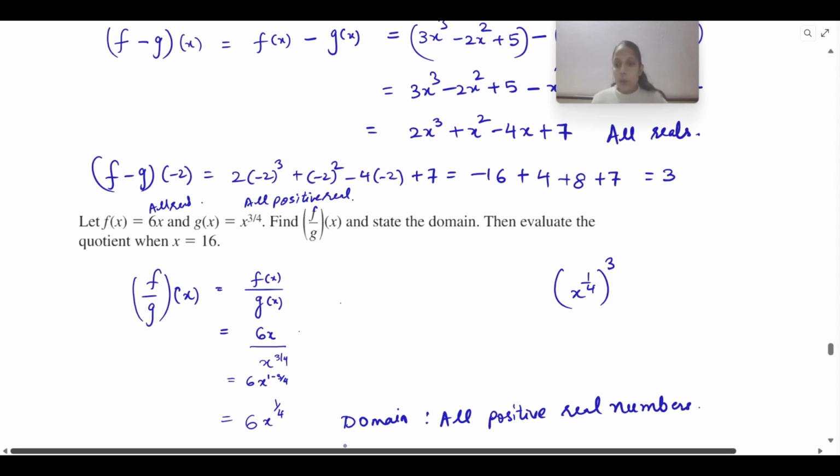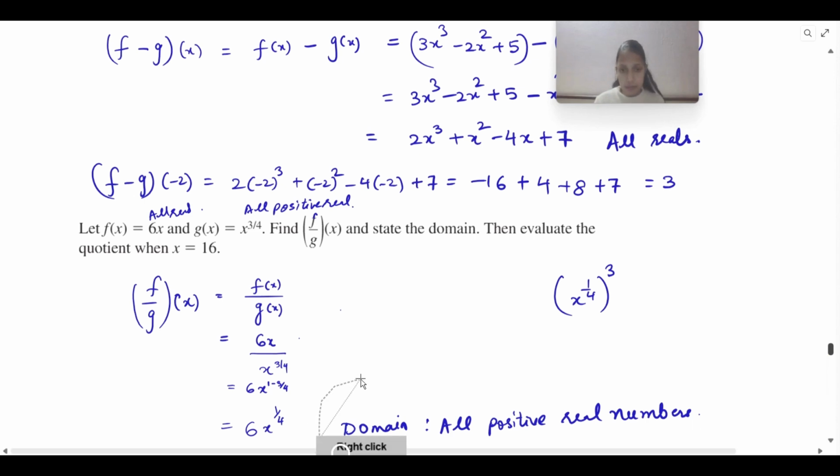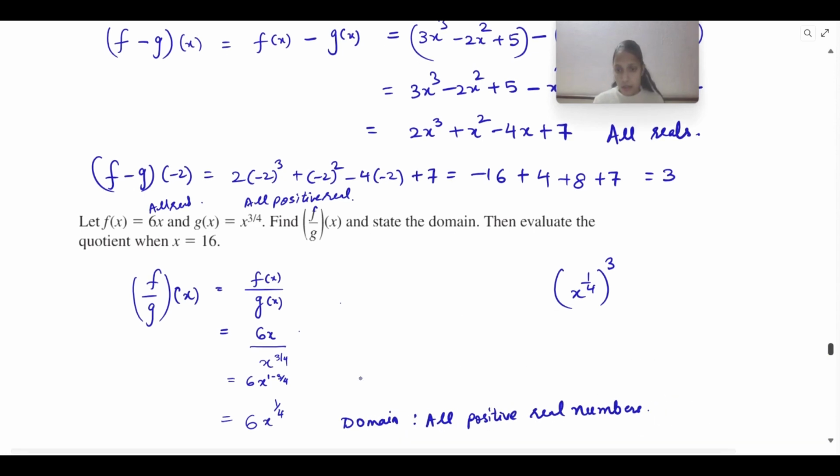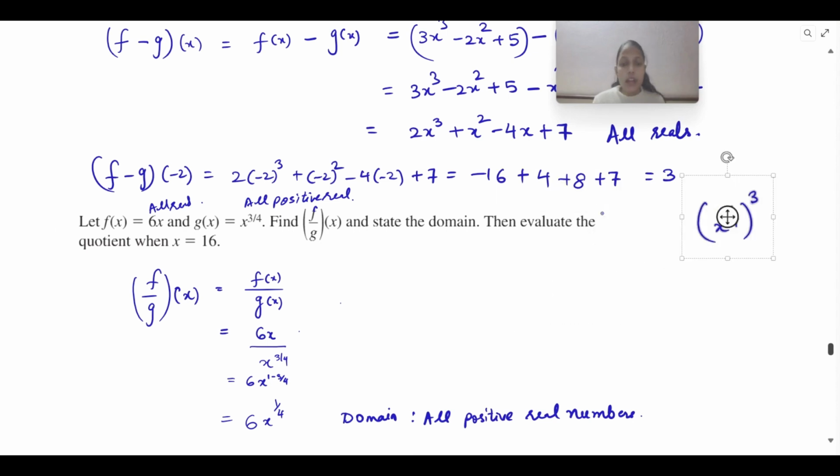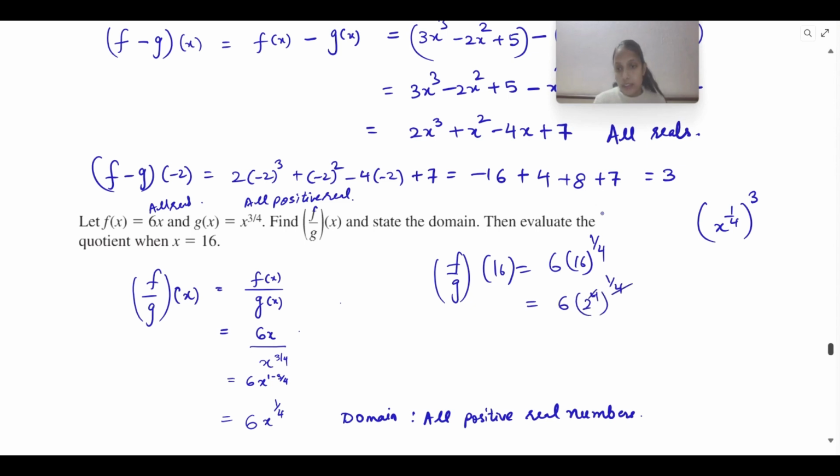We can do the next one. Okay, they also asked for the value at 16. So substitute 16. We can check the value of F over g at 16. 6 times 16 to the power 1 by 4. What is 16? 16 is 2 power 4. This 4 and 4 cancel, 2 left. 6 into 2, 12. Done.